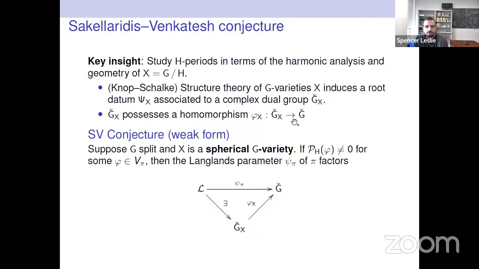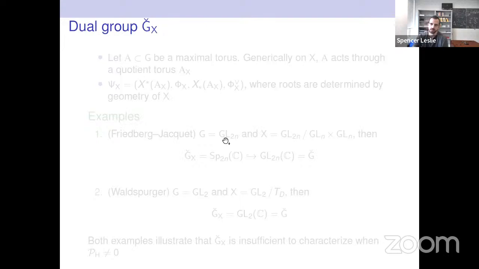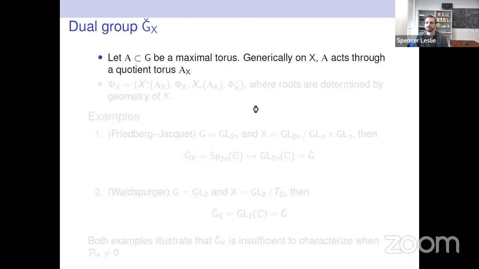And this is one of these things where it took me quite a while to become comfortable with, but in the end, it's about as difficult to compute as the root datum of a reductive group. It's just an additional invariant that is associated by this picture. So very briefly, how to think about it.